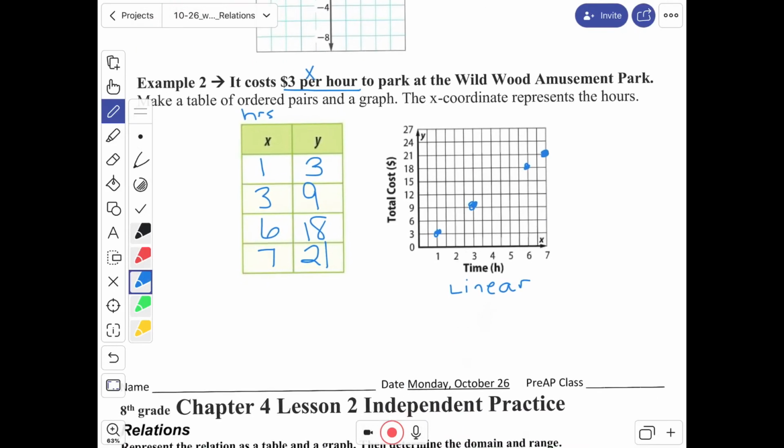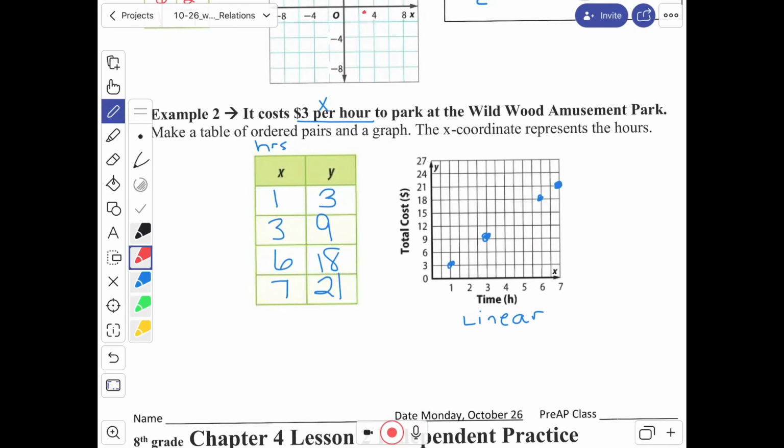And just so we get a chance to practice, let's go ahead and write the domain. The domain would be all those x in order. So that would be 1, 3, 6, and 7. And then the range, 3, 9, 18, and 21.